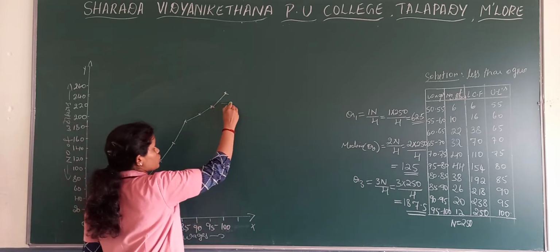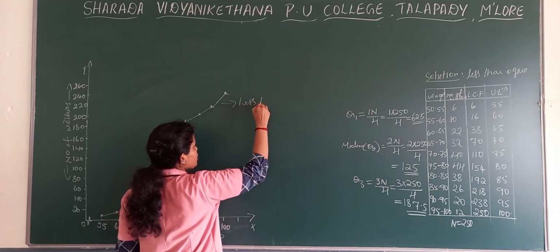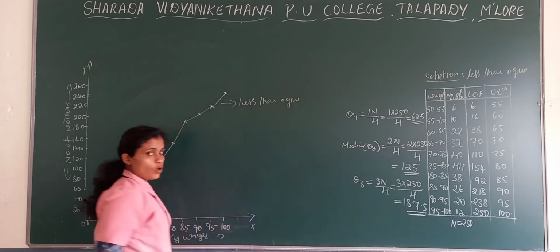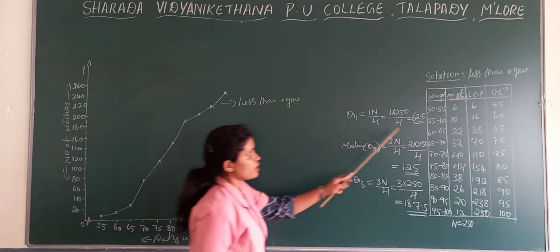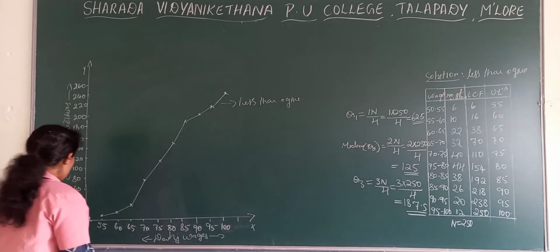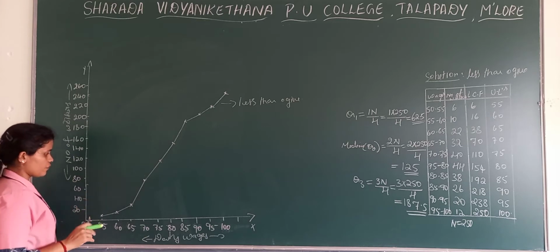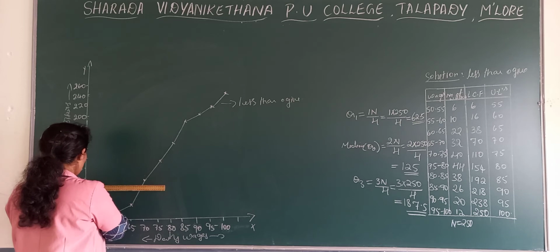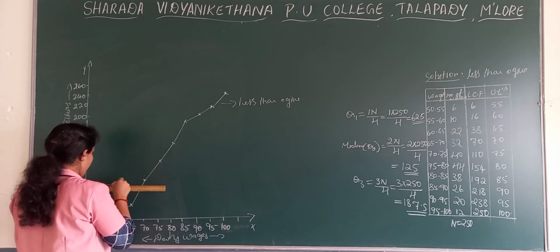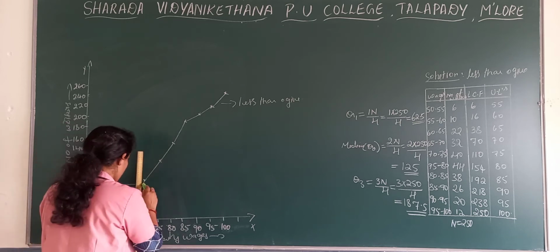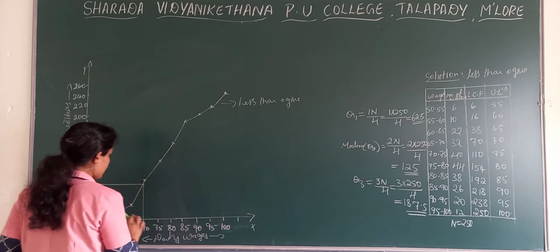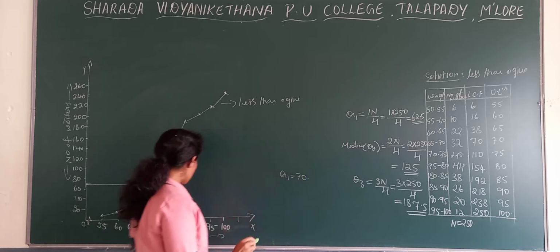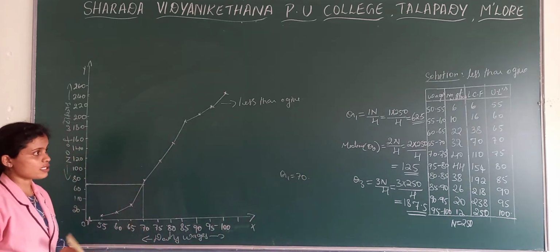Less than OG. Here we have taken less than OG. What we need to look at now? Q1, it is 62.5, approximately 63. Now, according to this graph, we get Q1 as 70.